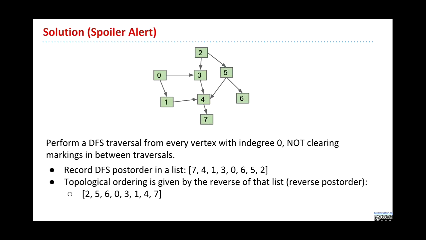Yeah. So it's a good topological ordering in the sense that if we do task 2, then 5, then 6, that's fine, right? If we then do task 0, okay, that's another good one to do. We can do 3 next because we've satisfied both of our constraints. Then 1, then 4, then 7. Yeah. So it's valid.